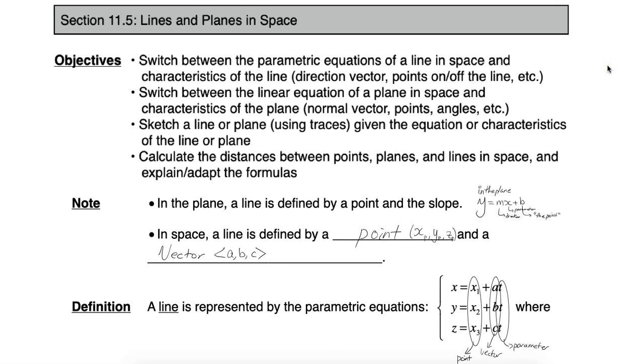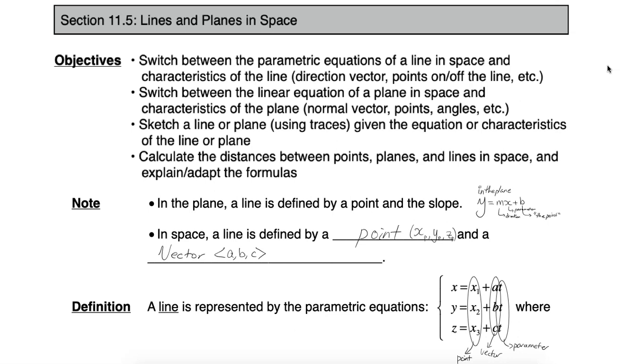Welcome! We are going to do section 11.5 today, lines and planes in space. So the objectives are to be able to switch between parametric equations of a line in space and some characteristics of the line, so vectors along the line, points on the line, etc. And switch between the linear equation of a plane in space and characteristics of a plane.